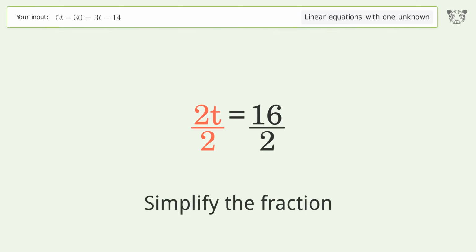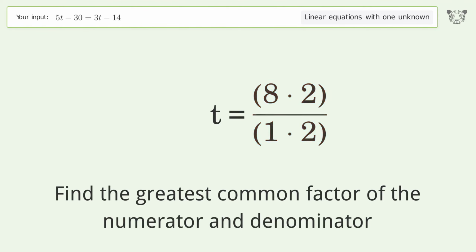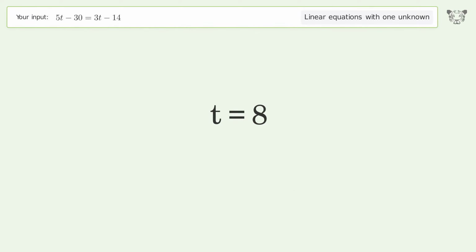Simplify the fraction. Find the greatest common factor of the numerator and denominator. Factor out and cancel the greatest common factor. And so the final result is t equals 8.